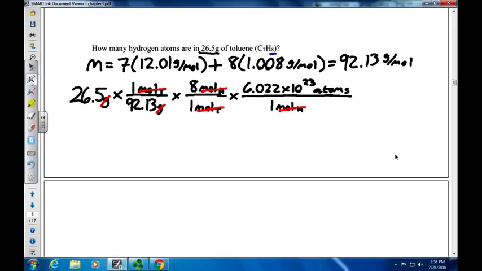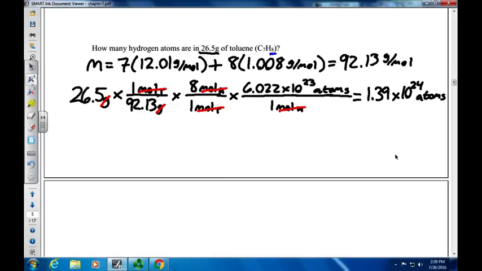You have to be very careful about what they're asking, because I'm sure there will be exams where it'll say something exactly like this with the intent that somebody is going to leave it in moles of toluene and end up getting the incorrect answer. So you really have to be certain of what it is that you're looking for. Once you've done the arithmetic out, you will find that the answer is 1.39 times 10 to the 24th power atoms.